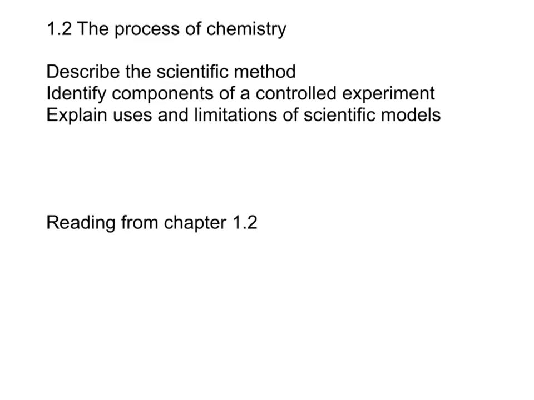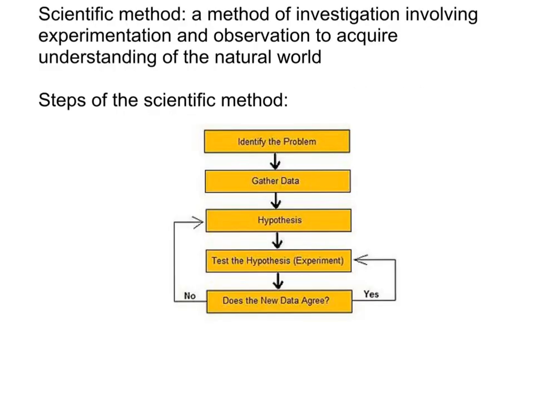So the reading from this, you would want to read Chapter 1, Section 1.2, to have the reading that goes along with this. The scientific method is defined as a method of investigation involving experimentation and observation to acquire understanding of the natural world. And of course, there are steps, which you've probably seen for years now.